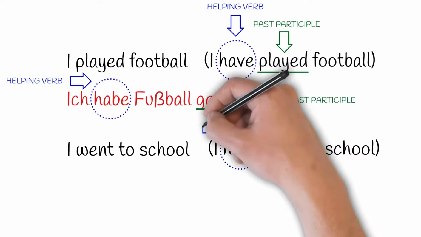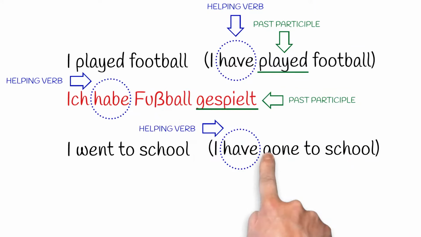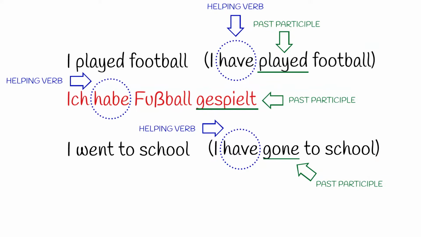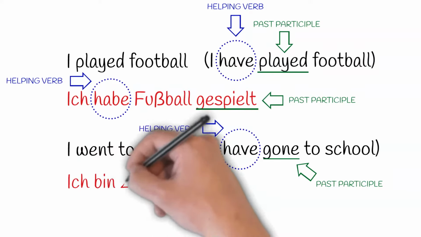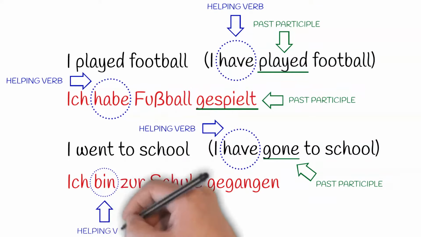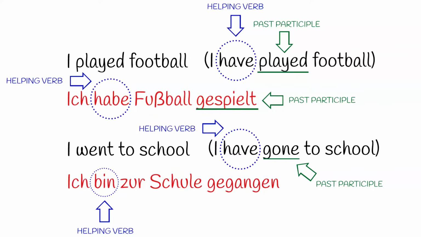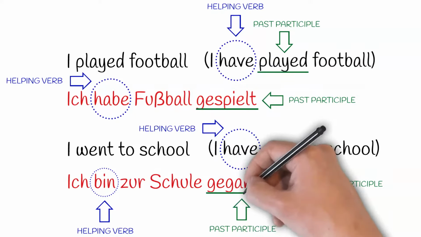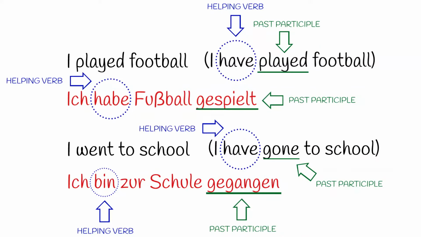The second model sentence is, I went to school, or I have gone to school. Again, English uses have as the helping verb, and the word gone is the past participle of the verb to go in English. The German is, ich bin zur Schule gegangen. Bin, in this case, is the helping verb, and it's slightly different, as you can see, to our first example, and we'll see why in a second. The past participle has gone to the end of the sentence, and that is gegangen, which is the past tense form of the verb gehen.